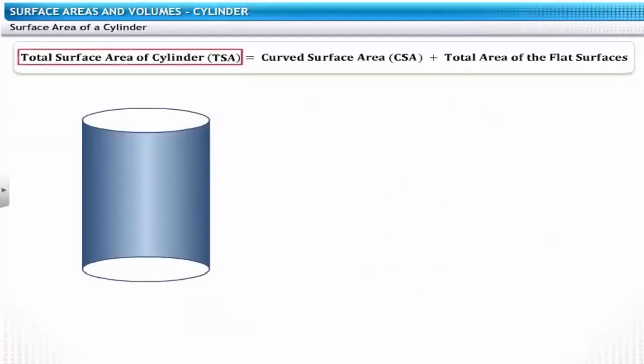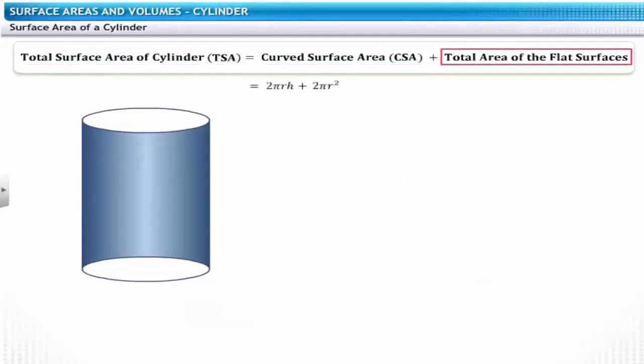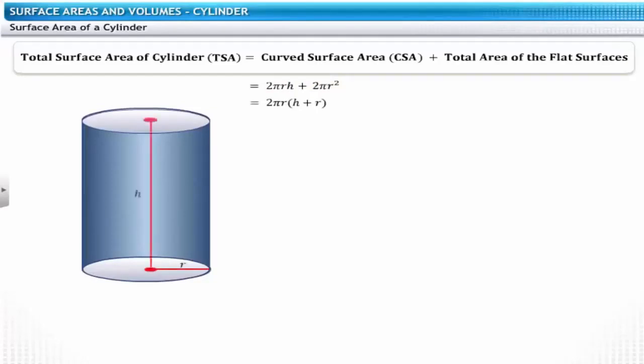As defined, the TSA is equal to the sum of the CSA and the total area of the flat surfaces. This is equal to 2 pi rh plus 2 pi r squared. This can be further simplified and written as 2 pi r multiplied by h plus r, where r is the radius of the cylinder and h is its height. We can generalize this formula to calculate the total surface area of a circular right cylinder.